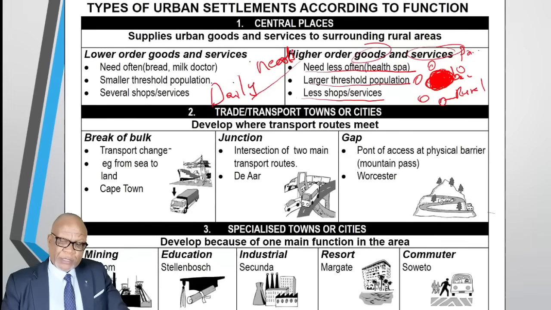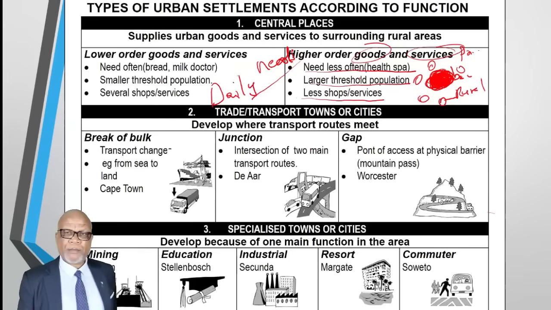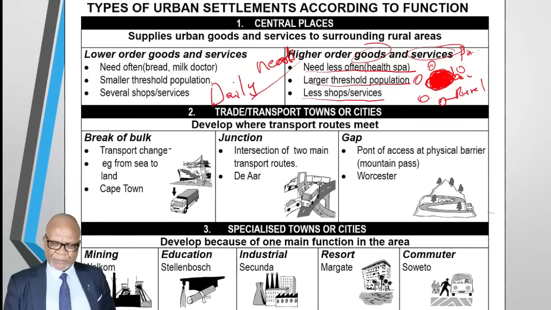Now, let's look at what we call types of settlements. So first it was central place. Under central place, you must check what we're talking about here. We're talking about order of goods and services, and then we're also talking about range. We'll look at all those other definitions or concepts.